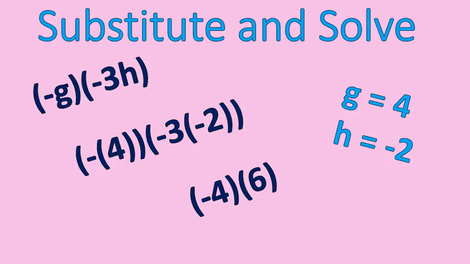So we've simplified this down, simplifying everything inside of the first set of grouping symbols, simplifying everything inside of our second set of grouping symbols there. And we're left with negative 4 times 6, which gives us negative 24. That would be the final answer for that one. A negative times a positive does give us a negative answer at the end.